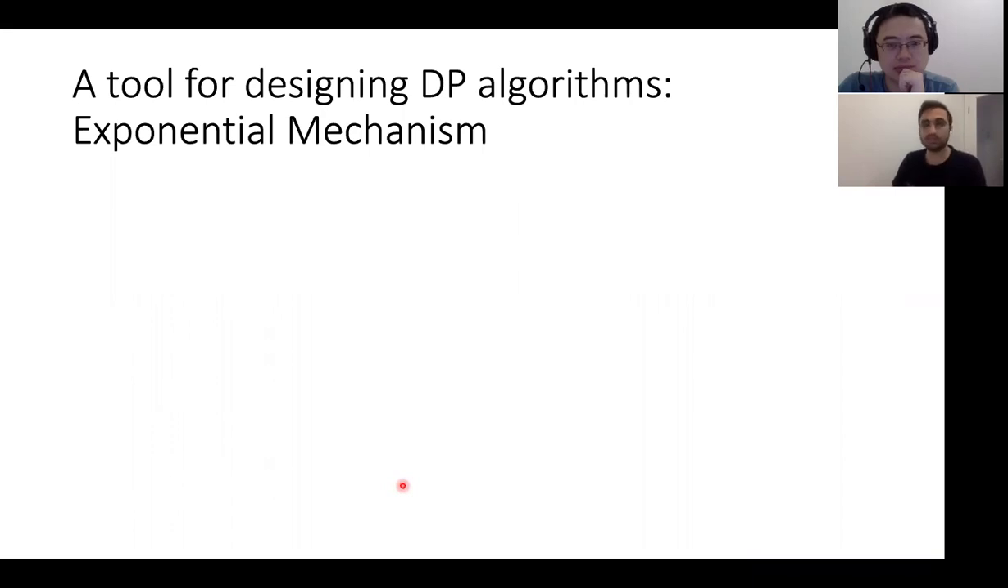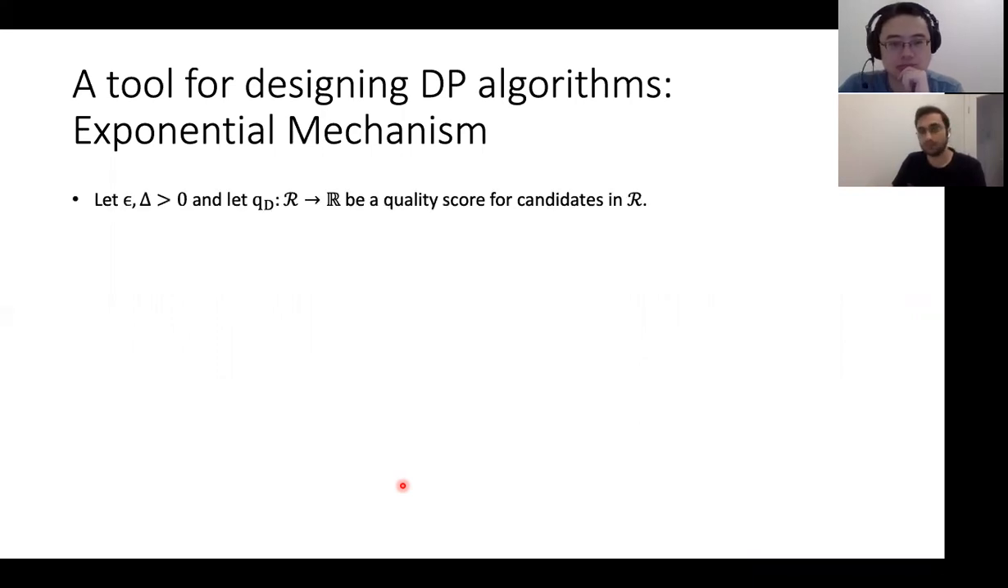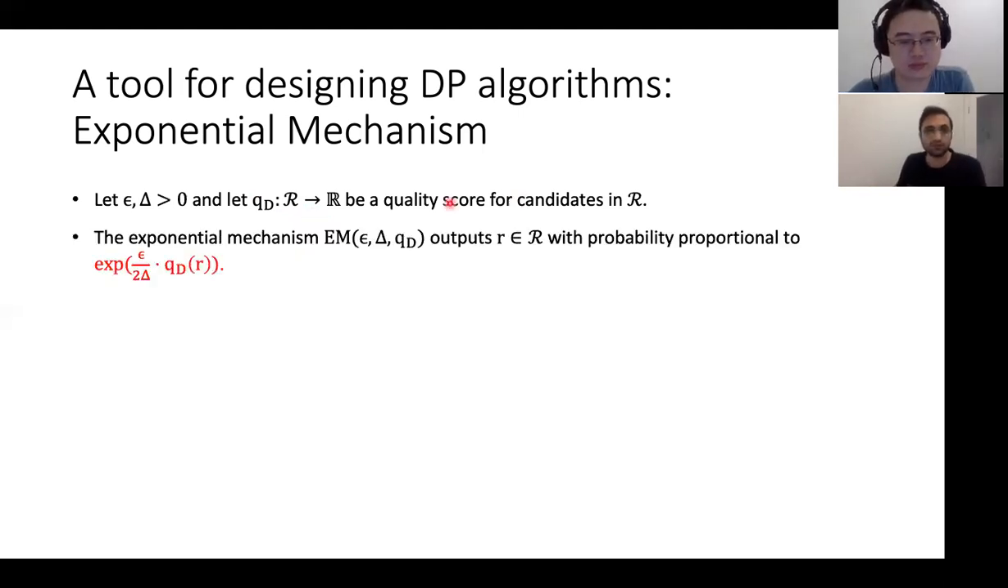Now, let me talk about the exponential mechanism, a very simple and very elegant mechanism to design differentially private algorithms. Let epsilon and delta be greater than 0. We have a set of candidates R, and over those candidates, we have a quality function. Some of those candidates are good for whatever reason, some of them are not good. The exponential mechanism chooses a candidate from the set of candidates with the following probability: proportional to the exponential of epsilon divided by the sensitivity of Q times the quality of that candidate. So the probability depends on the sensitivity, the quality, and the privacy that we are looking for. This is a very simple mechanism, but very powerful.